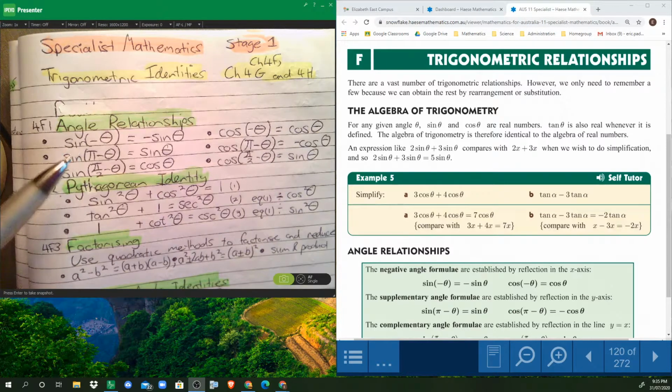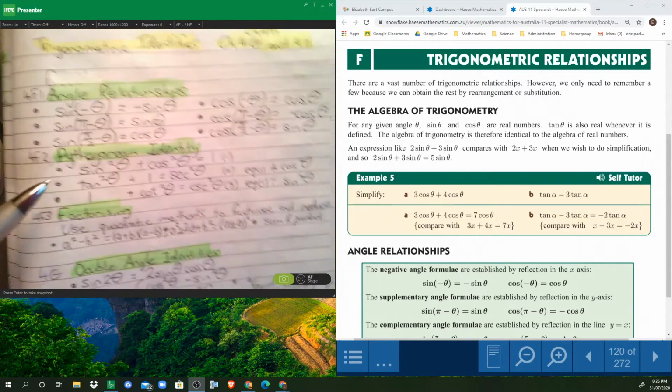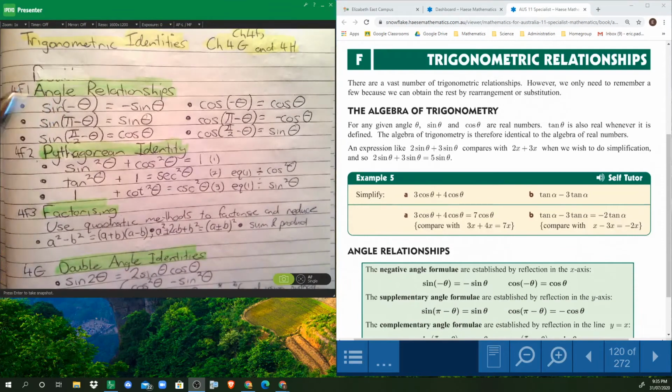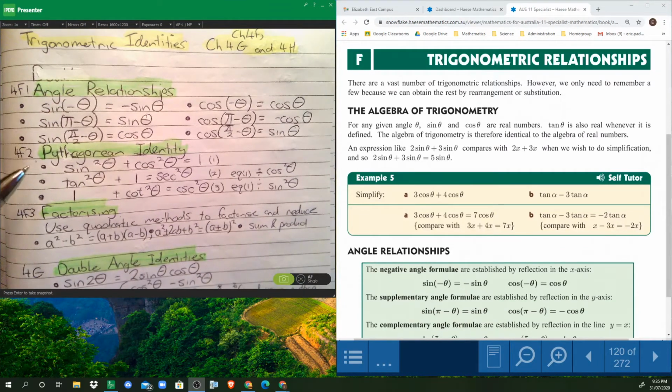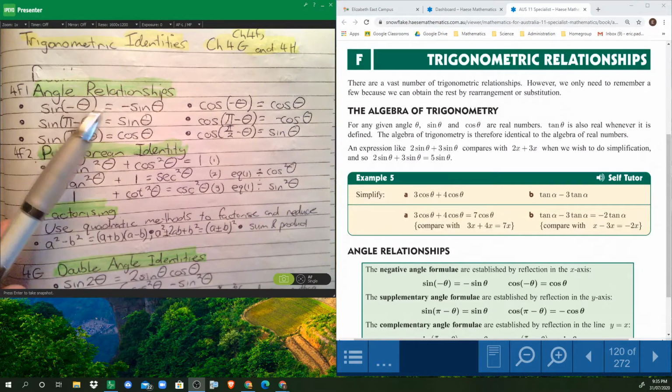I thought it'd be useful to go through and look at all the different relationships and put them all in one place. So you can see I've actually labeled these for which parts they are. Okay, so we've got angle relationships. We introduced these in methods.